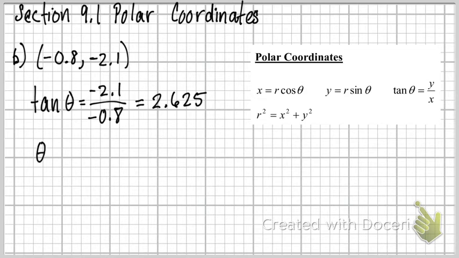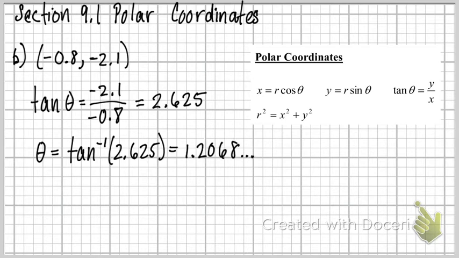So I'm actually going to get theta equals tan inverse of 2.625, and I'm just going to plug that in my calculator. So I have to be careful of what I have it in. So it looks like I'm going to put these in radians. If you want to do degrees, that's fine, but I'm going to do radians. So I'm going to pause while I do this.